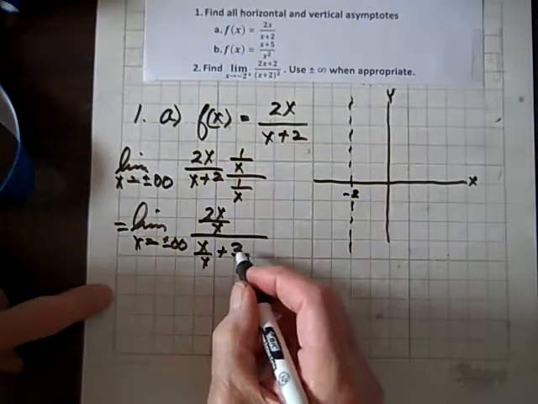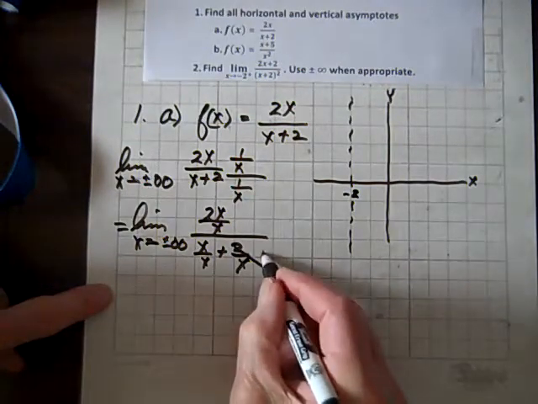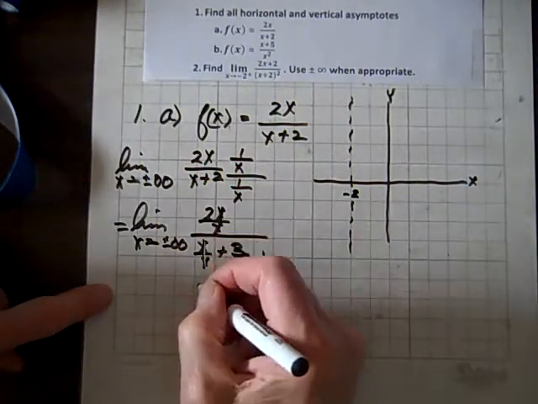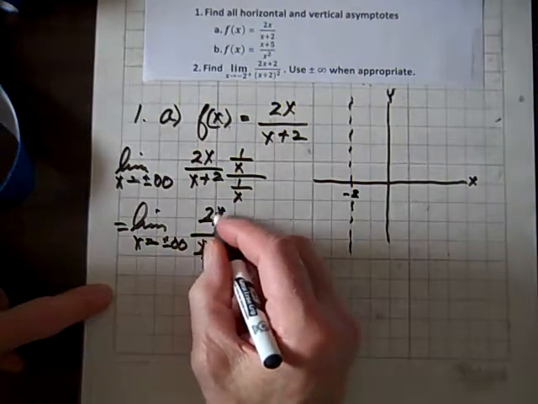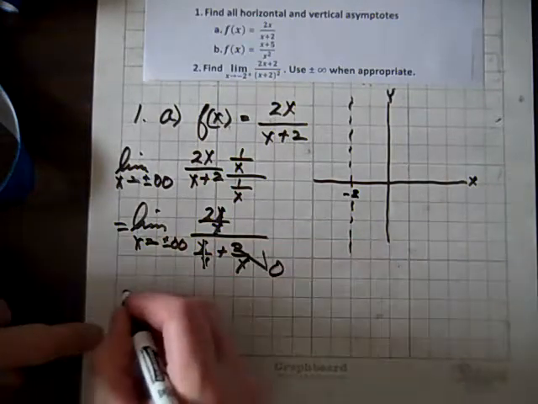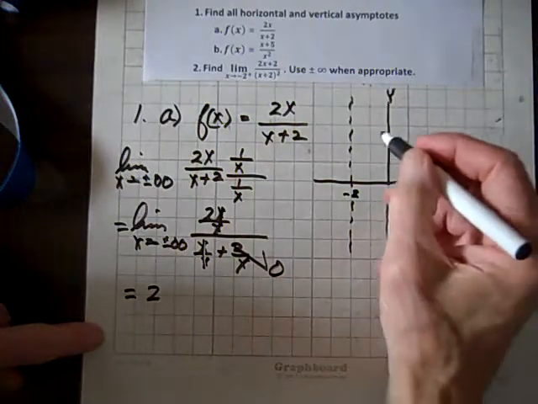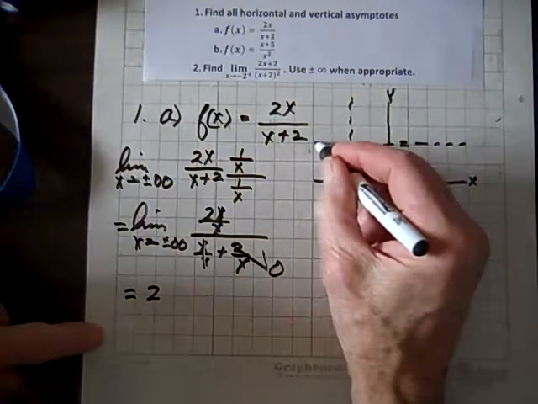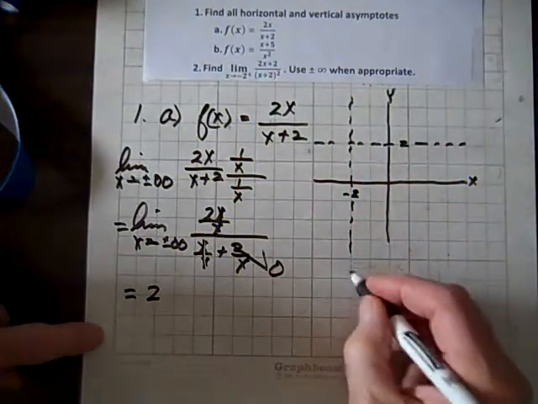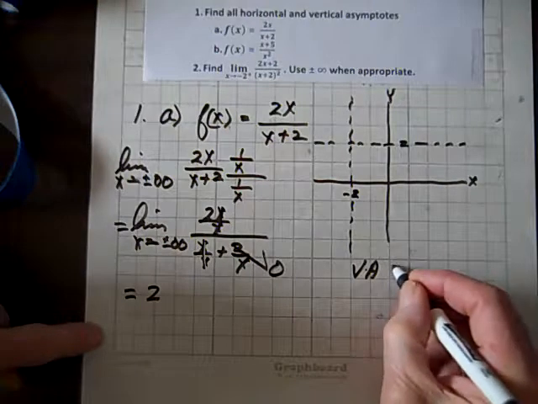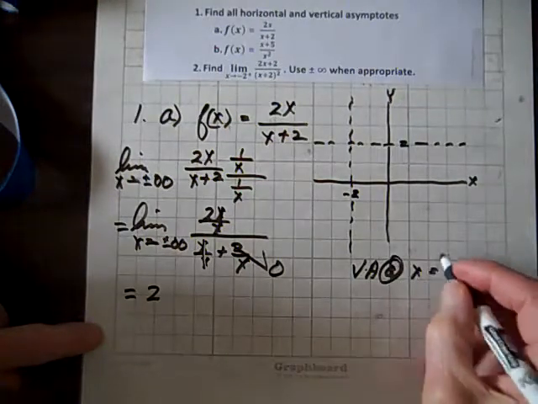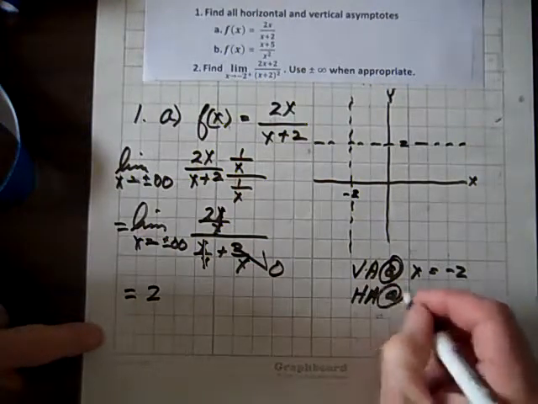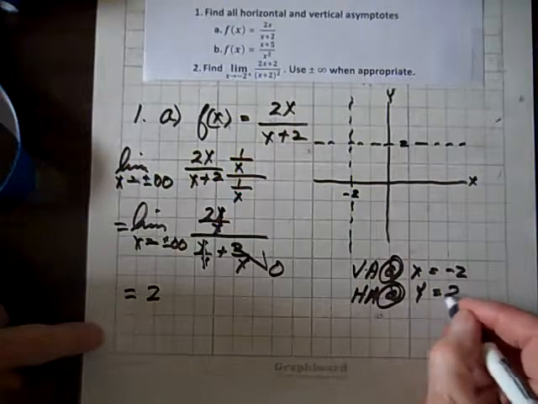And will you agree, as x goes to plus or minus infinity, this term goes to 0. These divide out and become 1. These divide out and become 1, so we have 2 times 1 is 2 over 1, and that equals 2, doesn't it? So the horizontal asymptote is at y equals 2. So vertical asymptote at x equals -2. Horizontal asymptote at y equals 2.